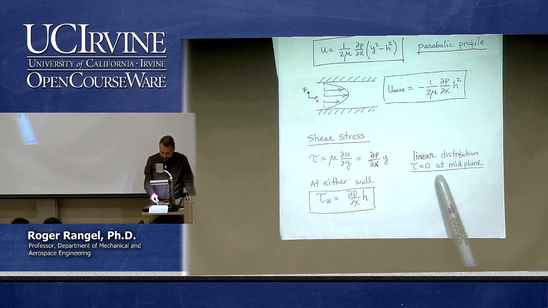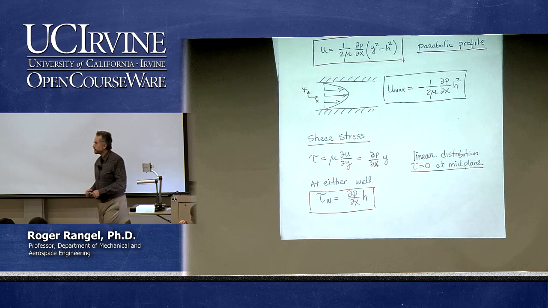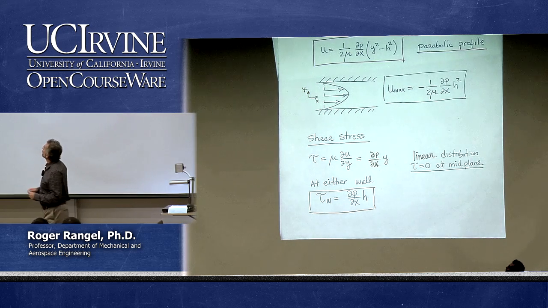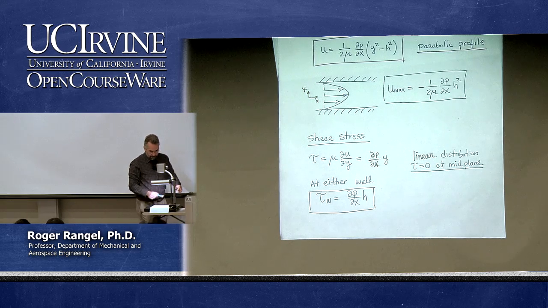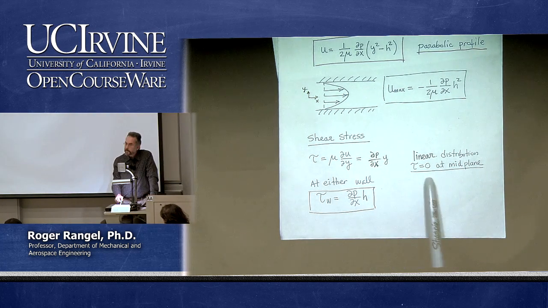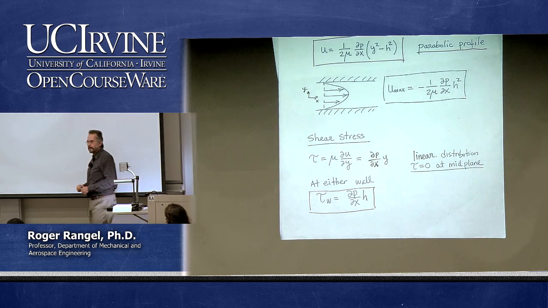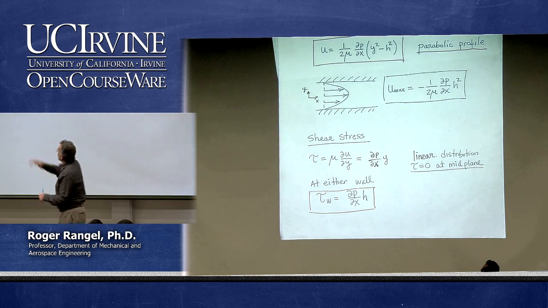Another thing to note is, what is the shear stress at the very center? The very center of the gap is when y is equal to 0. If I plug in y equal to 0, I get tau equals 0. Why is that? Why is it that the shear stress is 0 right on the midplane?